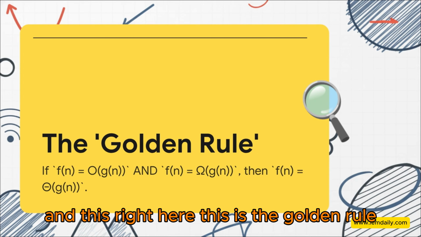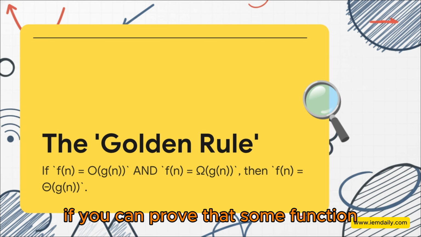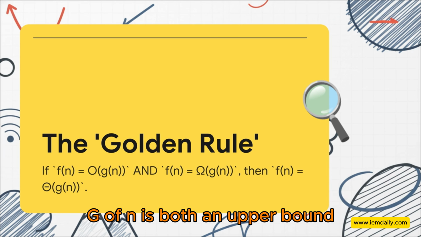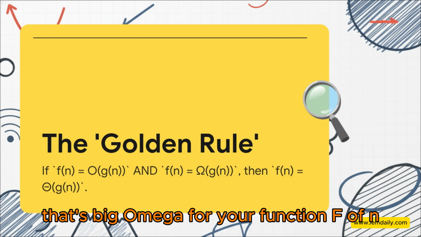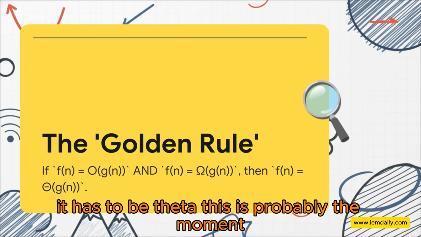And this right here, this is the golden rule. This is what ties it all together. If you can prove that some function, g of n, is both an upper bound, that's big O, and a lower bound, that's big omega, for your function f of n, then you have officially proven that it is a tight bound. It has to be theta.